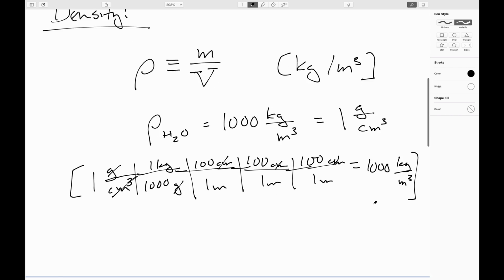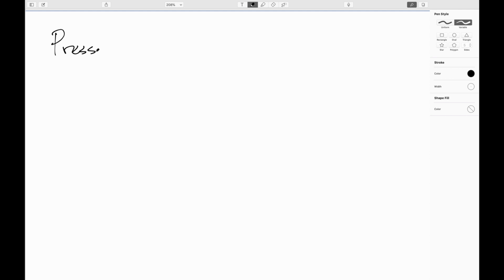Okay, so we've already introduced pressure in a previous video, but just for a quick review: pressure is defined as the force being exerted on some area, over that area. And it's a scalar, it's not a vector.